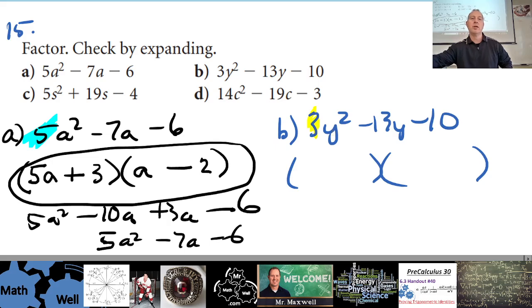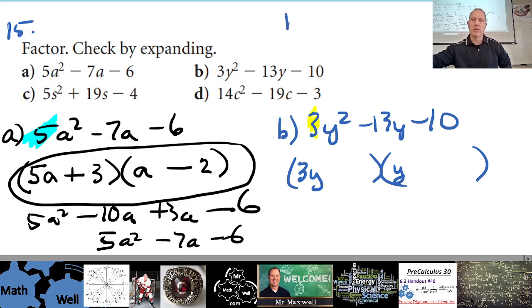This is awesome. So I know right away what my first combinations are going to be. That's going to be 3y and y. 3y and 1y, right? Awesome. Now I only have to worry about these last two numbers over here. That's all I have to worry about. So it's going to be 10 and 1, or it's going to be 5 and 2.